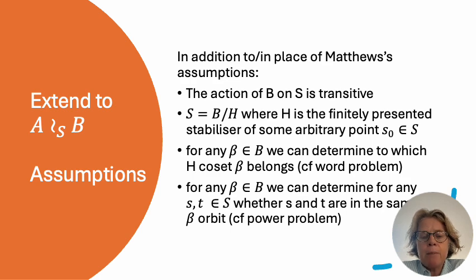I can set S to be B quotiented by H, where H is the stabilizer of some arbitrary point s0. And crucially, I need to be able to determine for any element of B which H coset it belongs to, and also, if I have two elements of S, I can determine whether or not they are in the same orbit for any element in B.